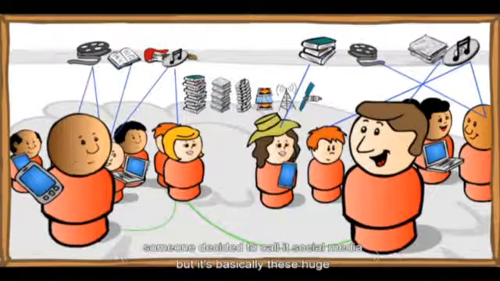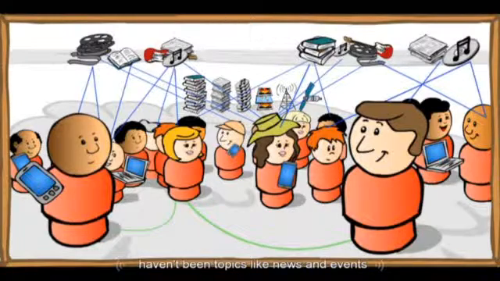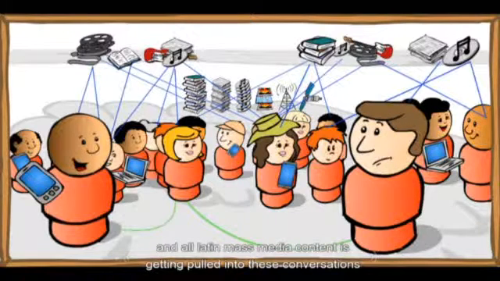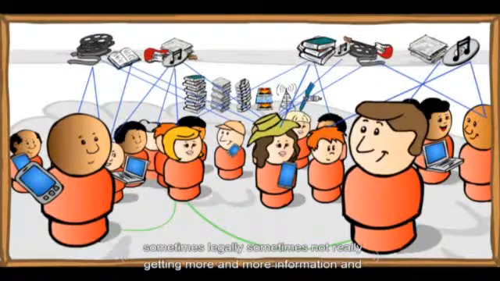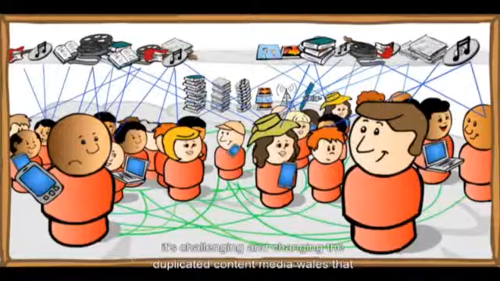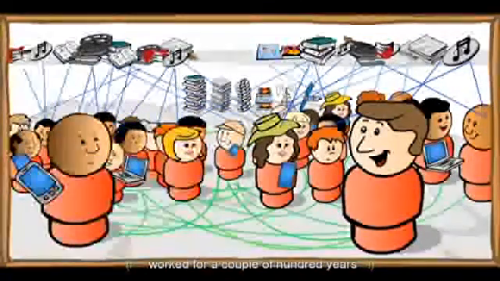But it's basically this huge, unpredictable worldwide network of conversations that's just exploding. They cover big topics like news and events and the little things that mass media missed. And all that mass media content is getting pulled into these conversations, sometimes legally, sometimes not. We're getting more and more information and entertainment from each other. It's challenging and changing the duplicated content media world that worked for a couple of 100 years.